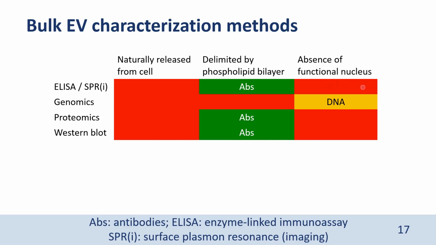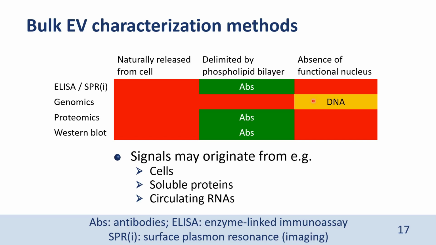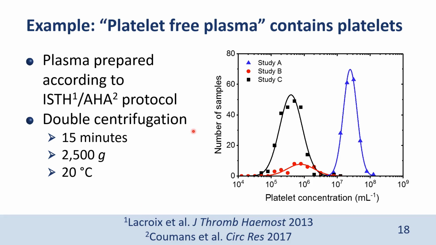And also it's generally hard to confirm that these particles don't have a nucleus, except maybe from genomics. If the DNA content is very high, that may be evidence for that. It's hard here for these bulk EV characterization methods because signals may originate from other particles in your sample, such as cells, such as soluble proteins, circulating RNAs or DNAs. And I have an example of this.